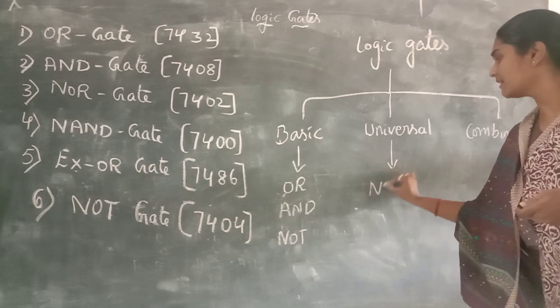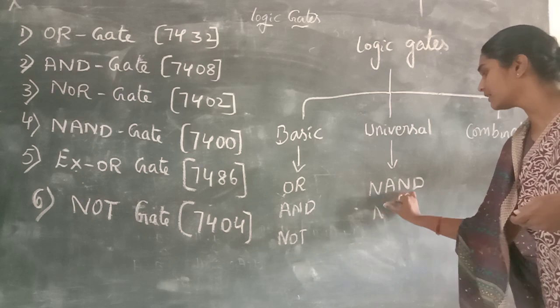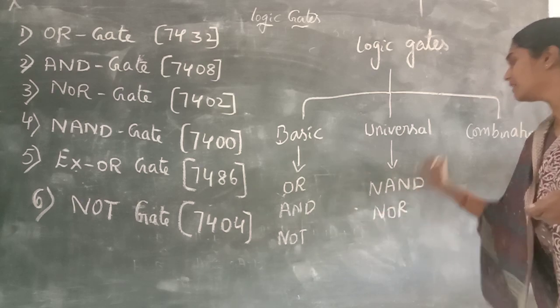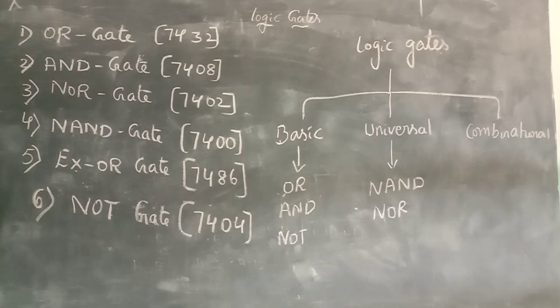Universal gates are the NAND and NOR. NAND and NOR are known as the universal logic gates. And the next, combinational logic gate, is the XOR gate. This is the classification of the logic gates.